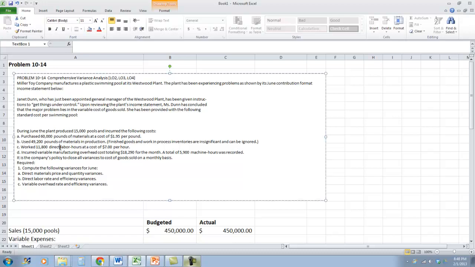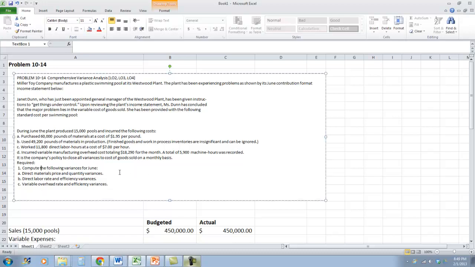Worked 11,800 direct labor hours at a cost of $7 per hour. Incurred variable manufacturing overhead totaling $18,290 for this month. A total of 5,900 machine hours were recorded. It's the company's policy to close all these variances to cost of goods sold on a monthly basis. So they put all of these into cost of goods sold.